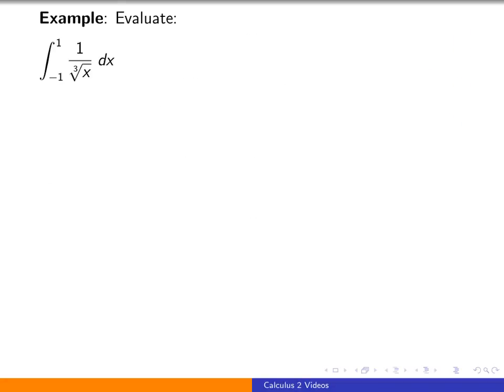Let's evaluate the given integral, the integral from minus 1 to 1 of 1 over the cube root of x. Let's think about this graphically. For 1 over the cube root of x from minus 1 to 1, we have an infinite discontinuity at 0. The graph is roughly going to look something like this.